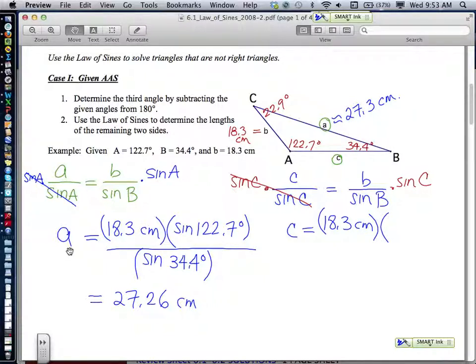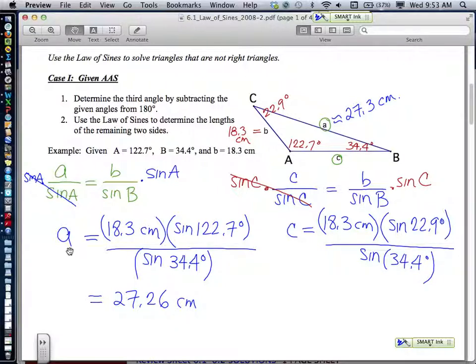Did I hear somebody talking about wanting to cross multiply and divide? Can you do that? Of course you can. You can solve it algebraically however you like. That's no problem. Okay, multiplying by the sine of 22.9, and then dividing by the sine of 34.4.